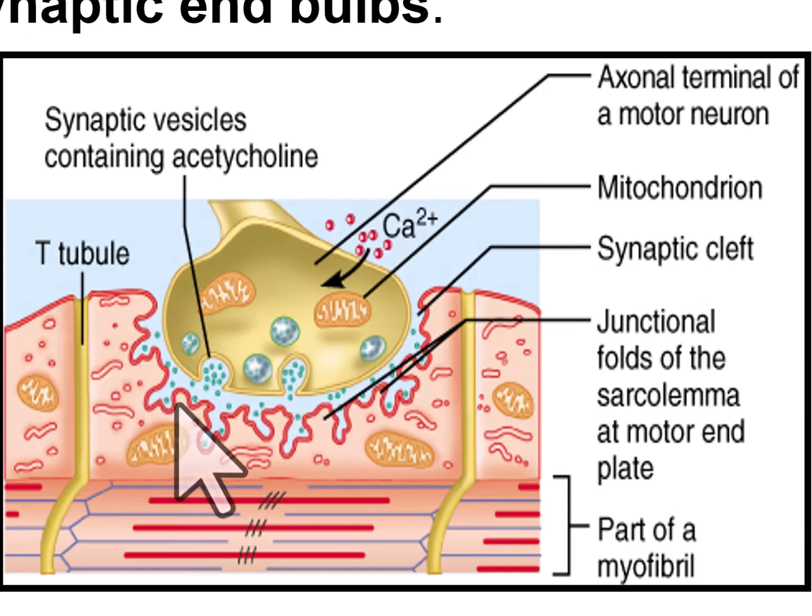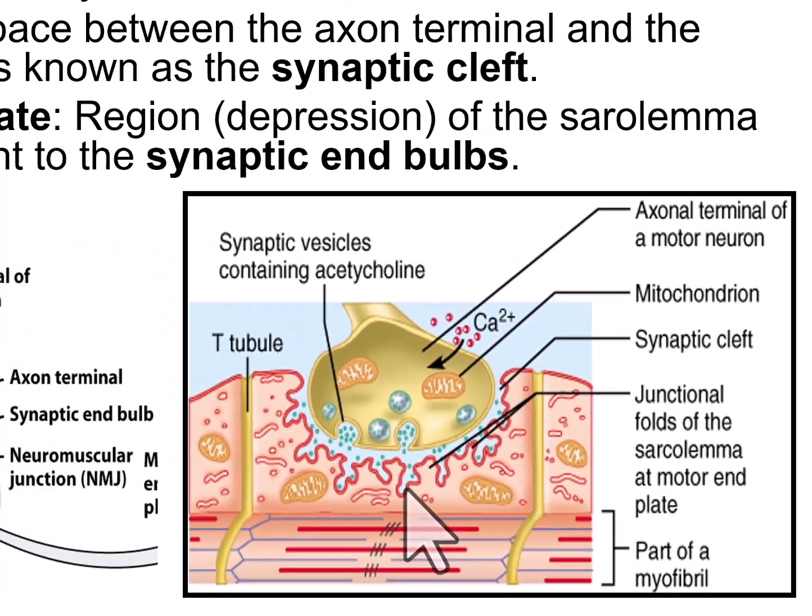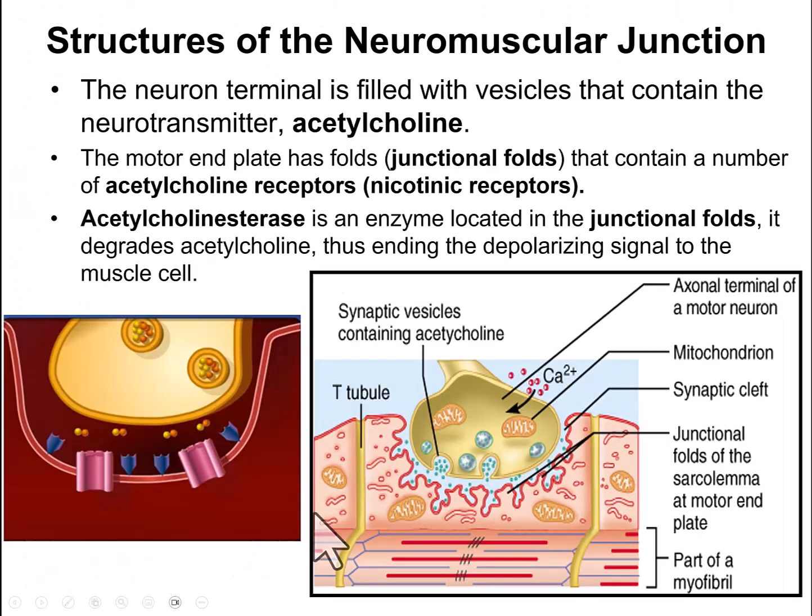And the wavy area right here you see at the sarcolemma, that's the motor end plate. Well, there's a minute space between this axon terminal and the sarcolemma, or the motor end plate. And this is known as a synaptic cleft. And if cleft seems familiar, there is such a thing as a cleft lip or cleft palate. That just means a space between those. Well, the motor end plate is this depression right here in the sarcolemma. It's adjacent to the synaptic end bulb, or that axon terminal.